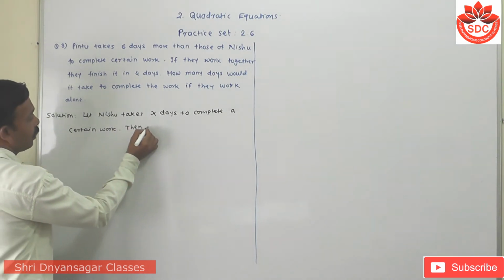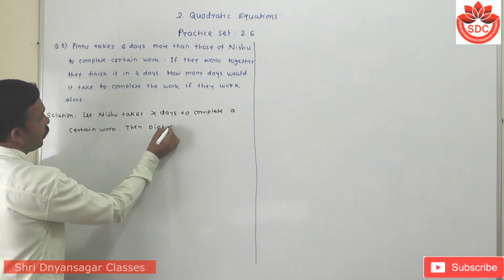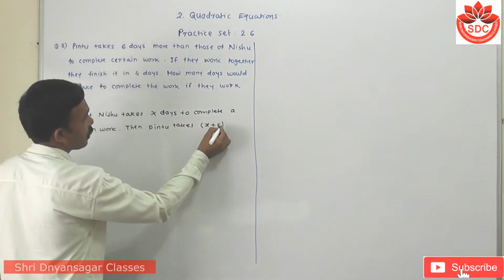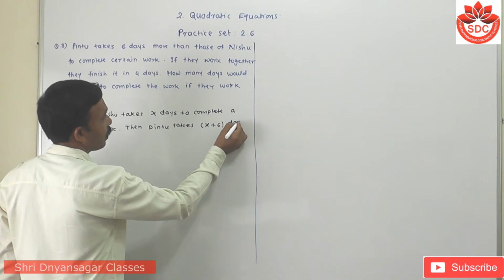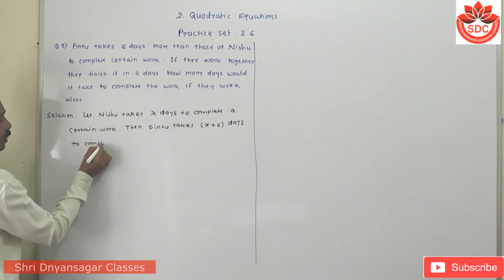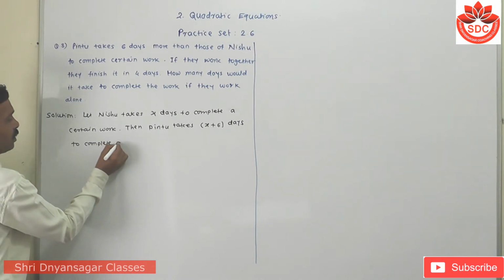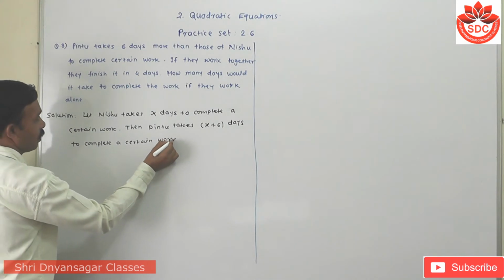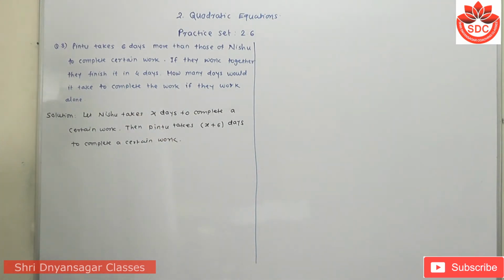Then Pintu takes x plus 6 days to complete a certain work. That is the same work. Okay, now here we take in 1 day how many work done by Nishu and Pintu.